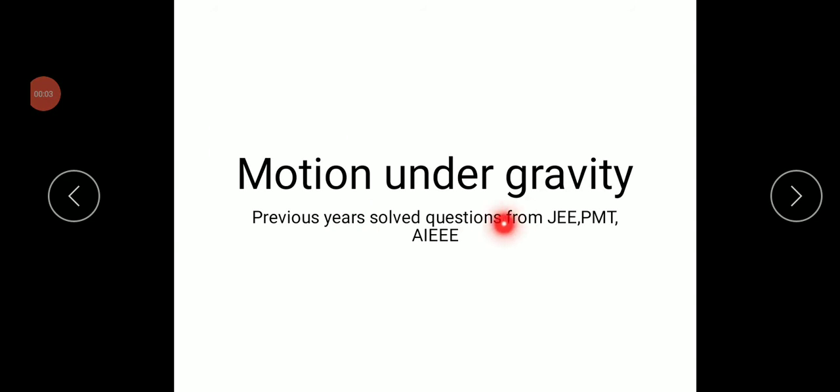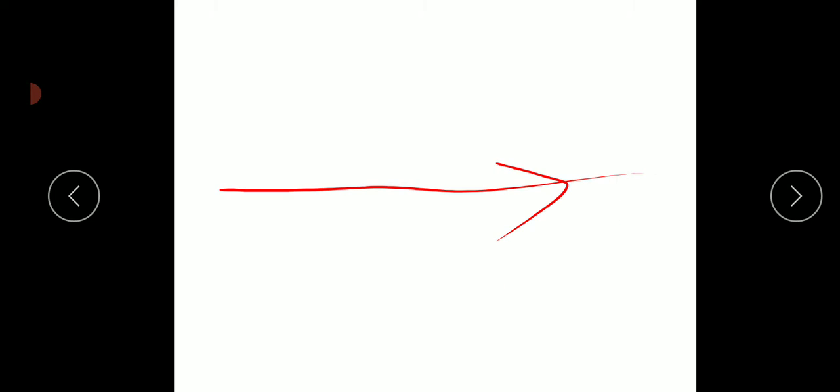In today's session we are going to discuss motion under gravity. We will cover all the basic concepts of motion under gravity, which is related to kinematics and rectilinear motion, that is nothing but motion in a single direction. So basic concepts plus previous year's solved questions from JEE, pre-medical entrance tests and AIEEE will be discussed.